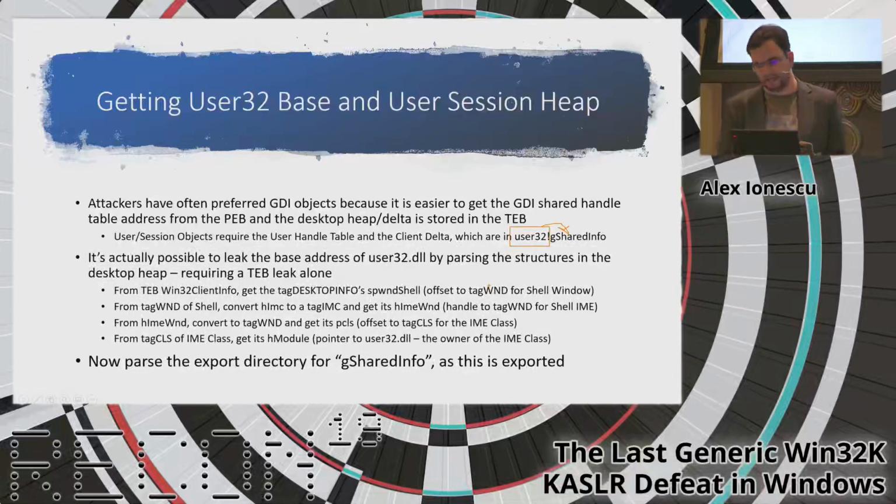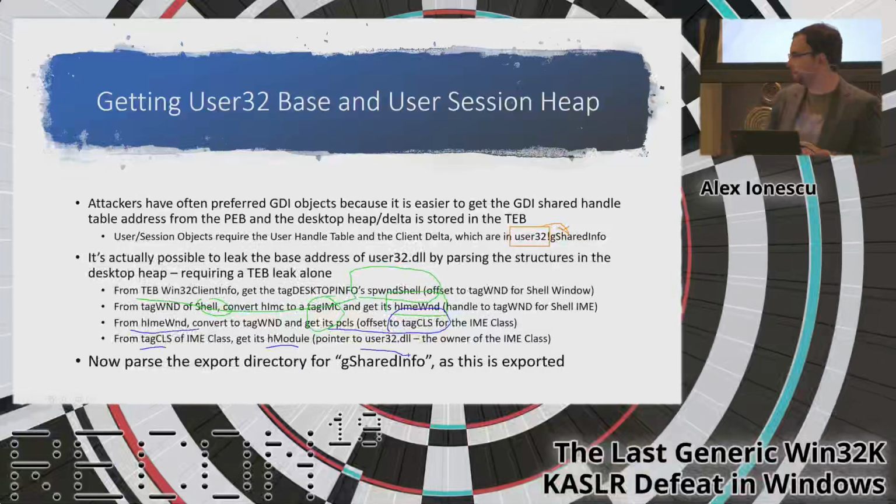But there's actually a complex and clever way you can get this just from the desktop heap. If you start from the TEB, you have the desktop heap information structure, which has a pointer, or today an offset, to the shell window. The shell window has an input method context, and an input method context has the input method editor window, the IME as it's called. The input method editor window belongs to a class, so you can find the class for the input method editor. Classes have an owner module, and the hModule for the class is the pointer to user32. So yes, it's like 15 memory fetches, but boom, you get user32.